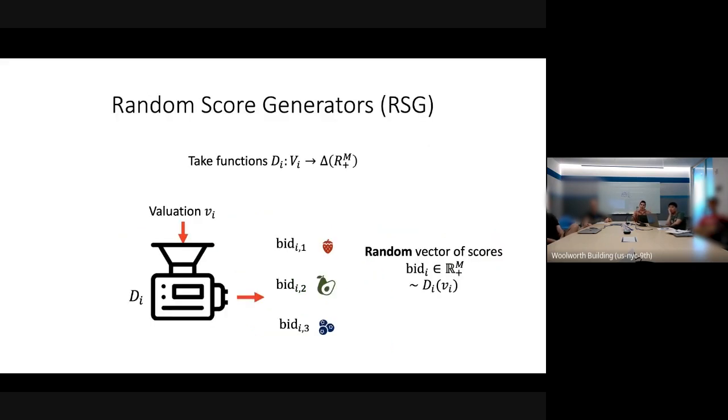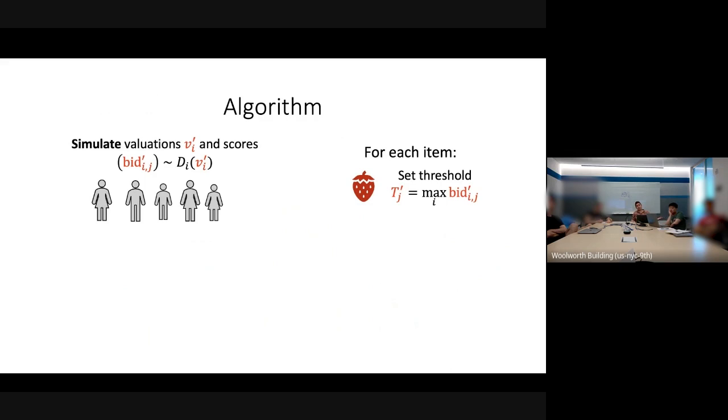So we define this object, the random score generators, which intuitively is just an equilibrium in some game, right? It's a mapping that takes a valuation function and outputs a distribution over vectors of bids, right? The equilibrium is one such mapping. It's a bit like a black box because it's not explicit, but it exists. And then what we do is take these mappings, and we do what I said before. We run the algorithm for the one item now in parallel for every item.